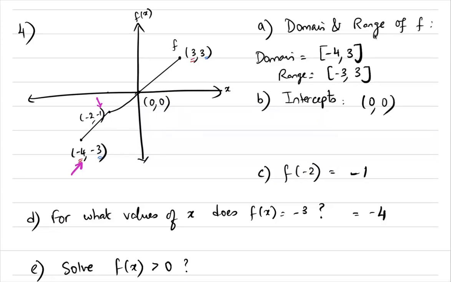Because when x is -4, y is -3. The next question is asking you to solve for f of x greater than 0, meaning for what values of x are the y values more than 0. So I'm just going to show this to you visually. Basically, all the points in this portion of the graph have y value greater than 0.